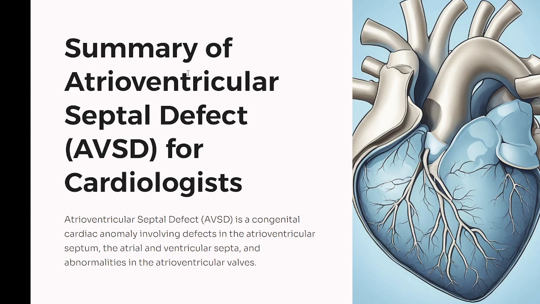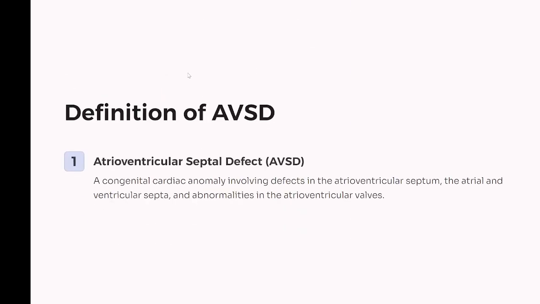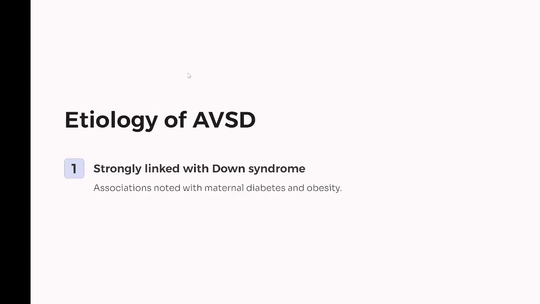Summary of atrioventricular septal defect, AVSD, for cardiologists. Definition: atrioventricular septal defect, AVSD, a congenital cardiac anomaly involving defects in the atrioventricular septum, the atrial and ventricular septa, and abnormalities in the atrioventricular valves. Etiology: strongly linked with Down syndrome. Associations noted with maternal diabetes and obesity.